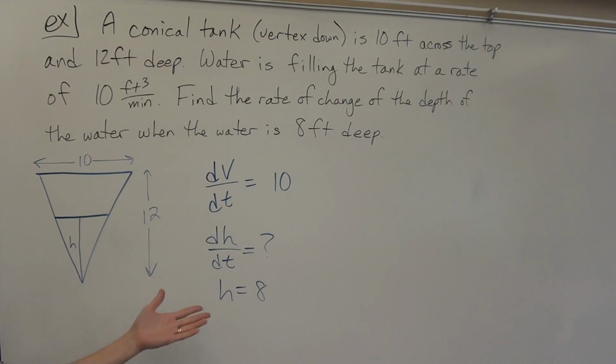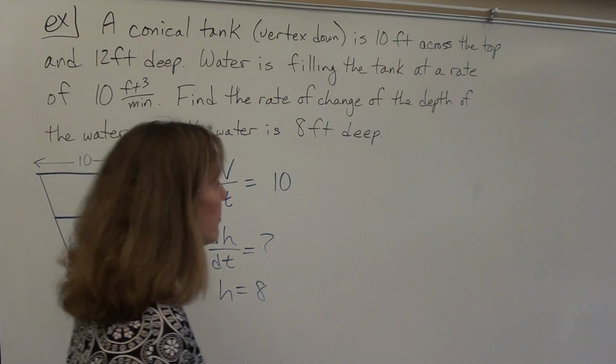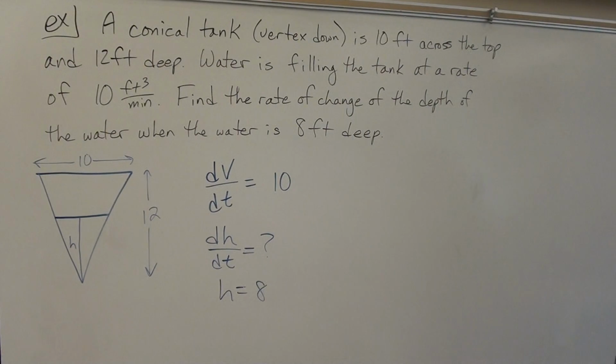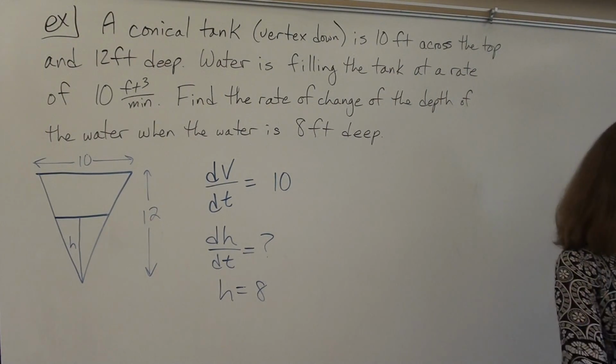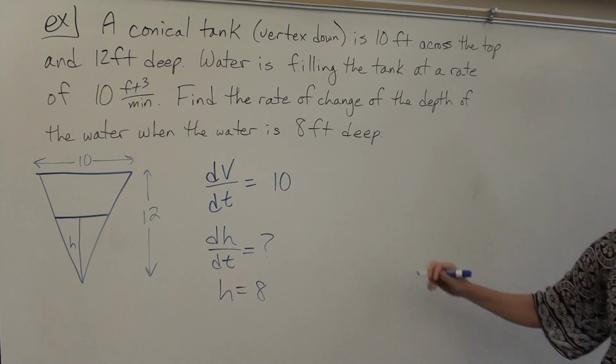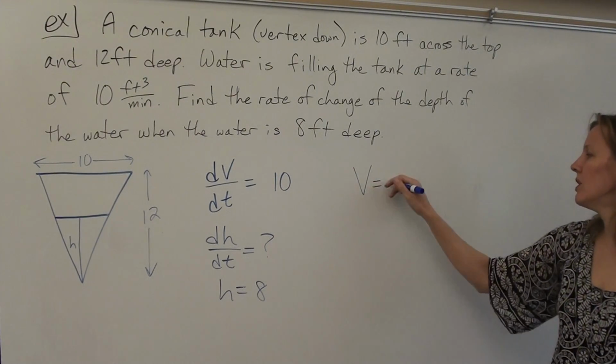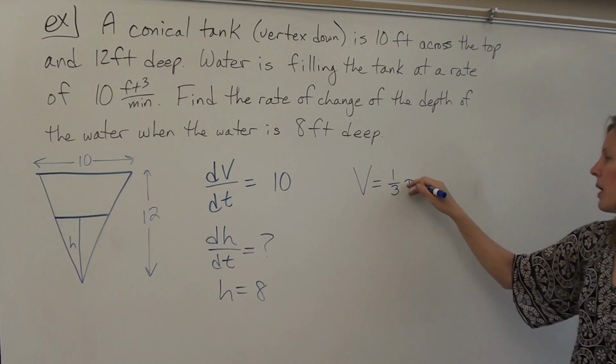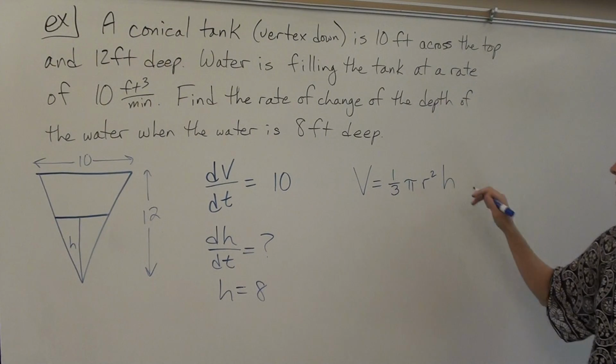We need an equation that relates the variables. What would be a good one to use? Volume of a cone, right? Which might be a good one to use. Now, if this was a quiz or a test or the AP exam, they will give you the volume of a cone. So, volume of a cone is 1/3 pi r squared h.